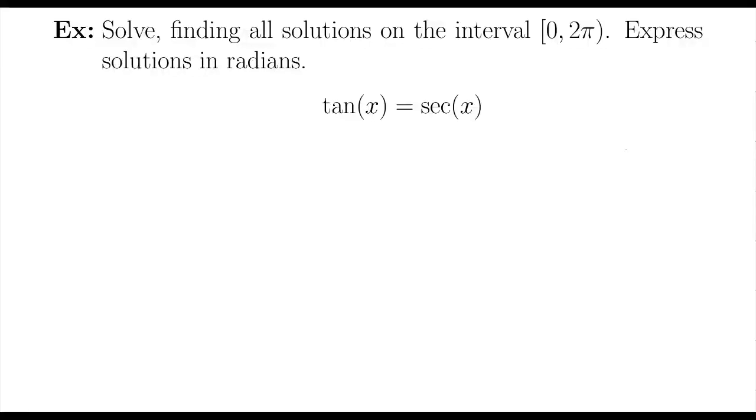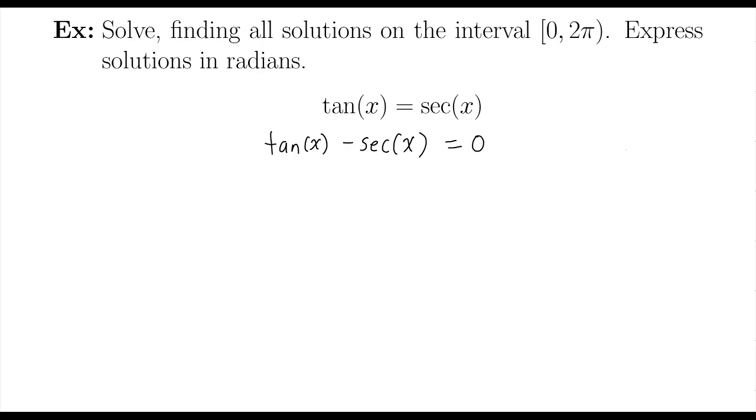Okay, let's solve the equation tangent of x equals secant of x. Now with this one, there's no obvious first step. So what I recommend is going and getting everything on one side first. So I'm going to subtract secant x from both sides. So that way I have tangent of x minus secant of x equals 0. And then rewrite them in terms of their reciprocals, okay?